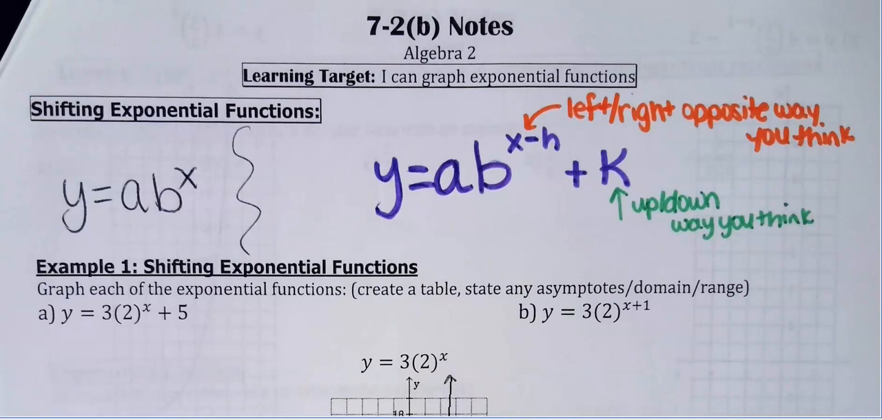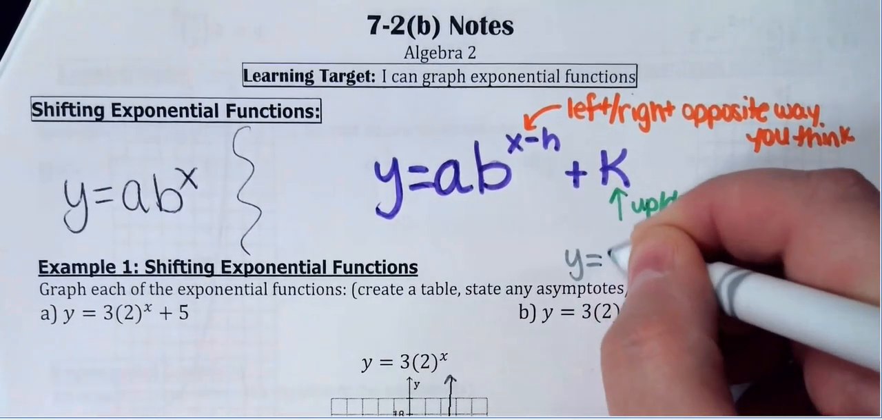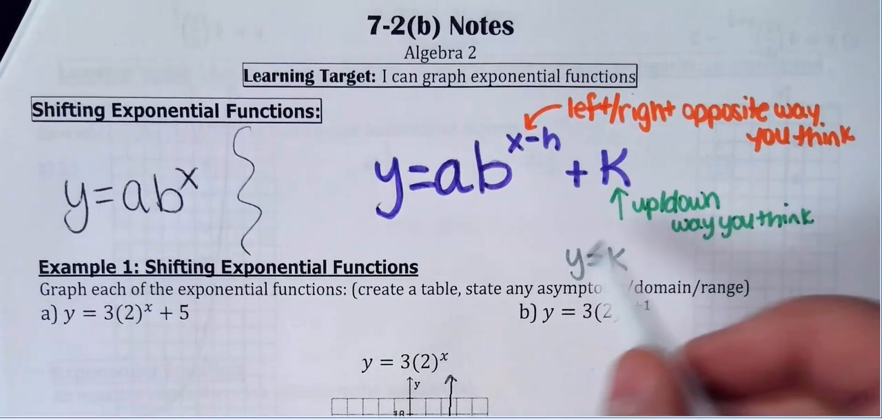Now, the other thing is, and I'm going to jot this down, if you do have something added or subtracted to the side, that is going to affect where your asymptote is. So I'm just going to write down y equals k. It'll be a horizontal line just like it was yesterday.